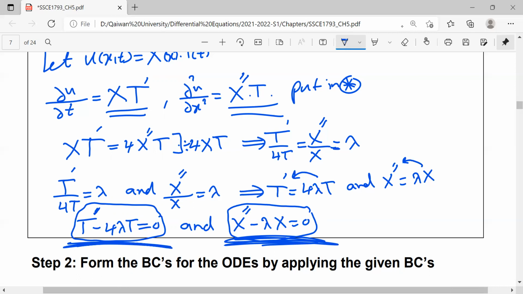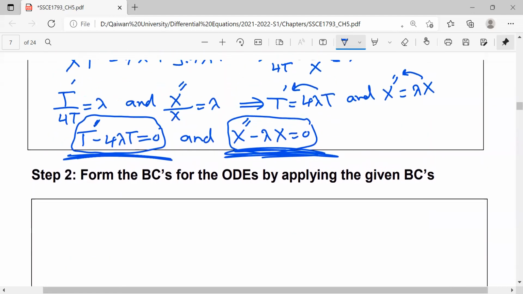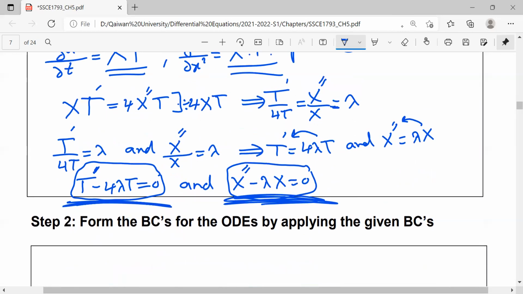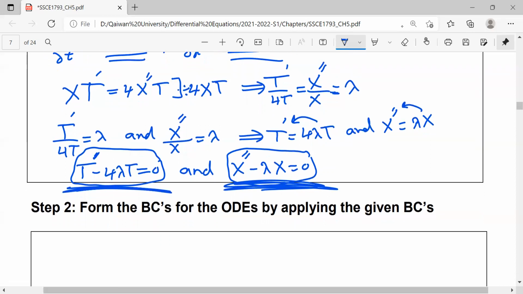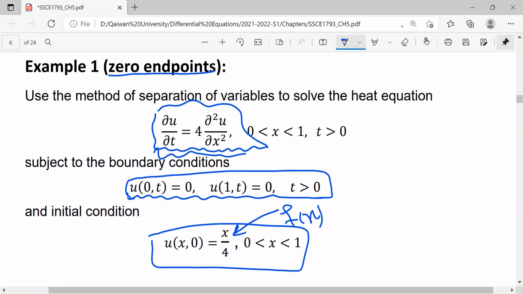This is a second order ordinary differential equation, and this is a first order ordinary differential equation. As you see here, you have only one prime, so the order is one here, and for the other one it is second order. This is the first step. And now we work on those two differential equations to find the solution of them. But before we do that, we must find the boundary conditions. The boundary conditions are given to the partial differential equation, so we must find the boundary conditions for the differential equations.